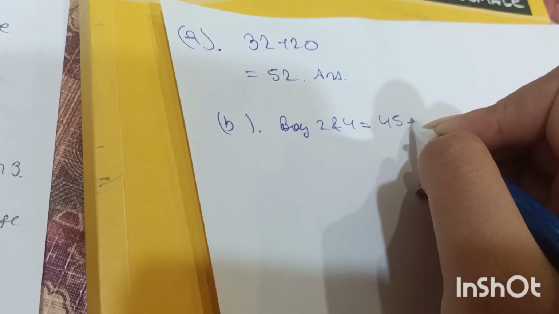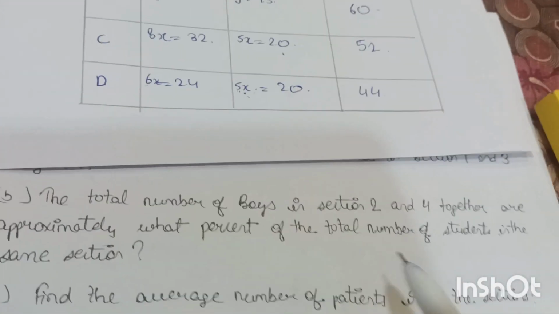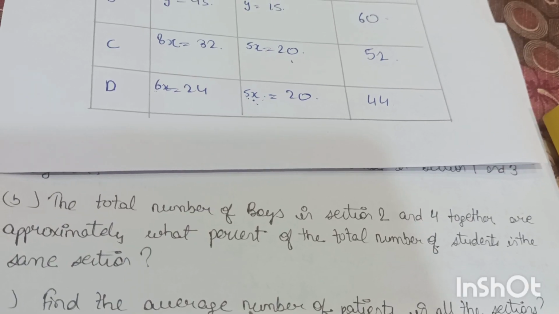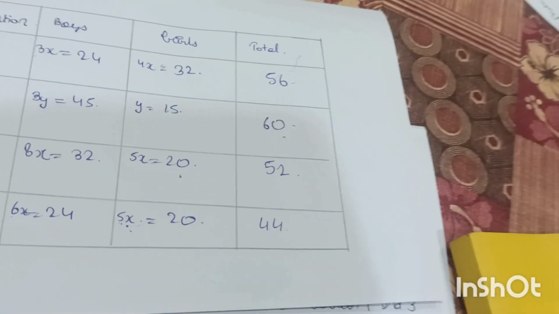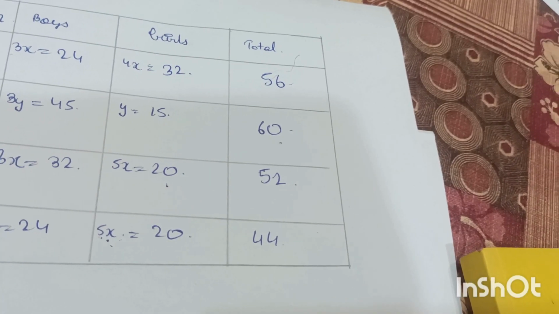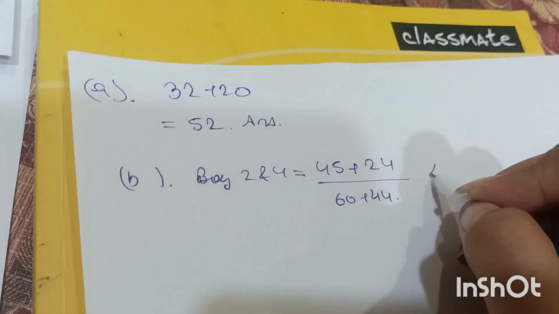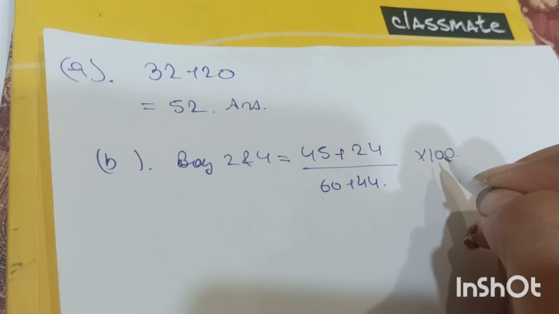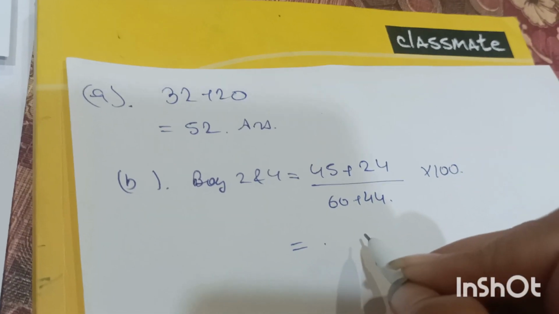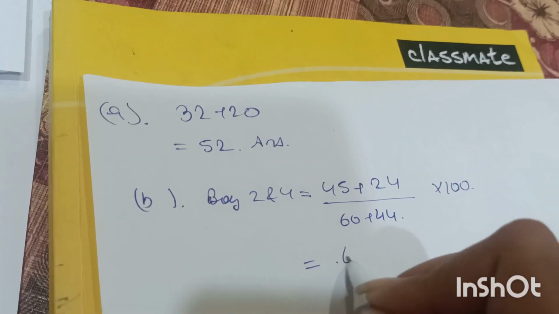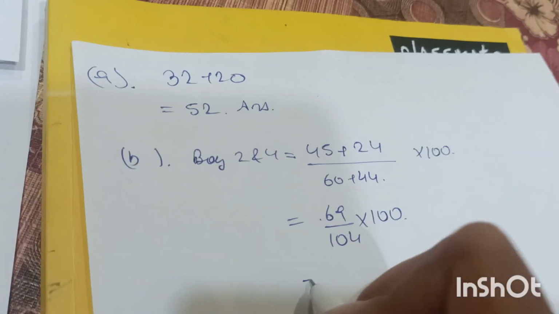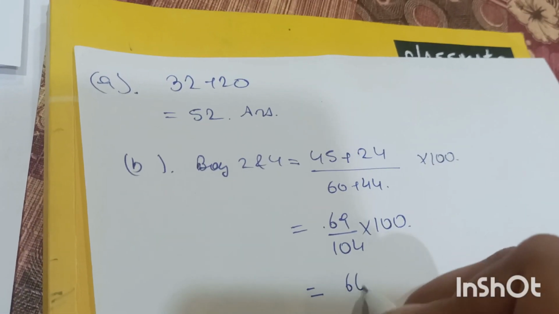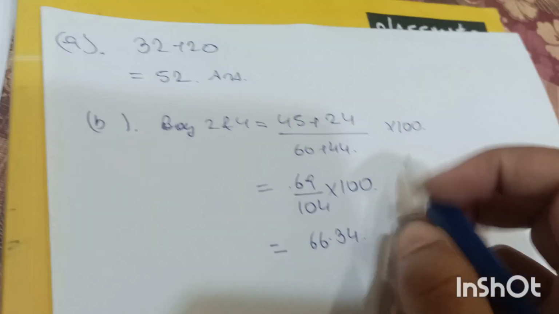(45 plus 24). Okay, approximately what percent of total numbers in the same section? So total numbers in the same section, 60 plus 44, into 100, because you have to find the percentage. So when you will solve it out, you will get the value as 69 upon 104 into 100. So when you will solve it out, you will get 66.34. Okay.